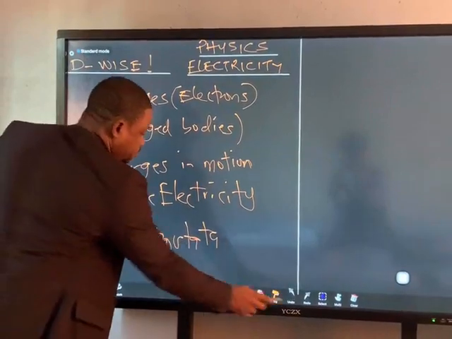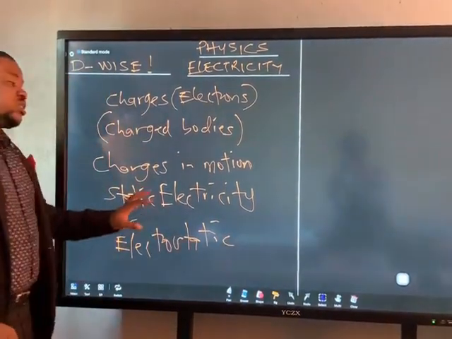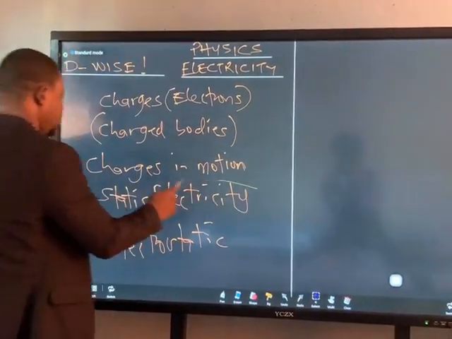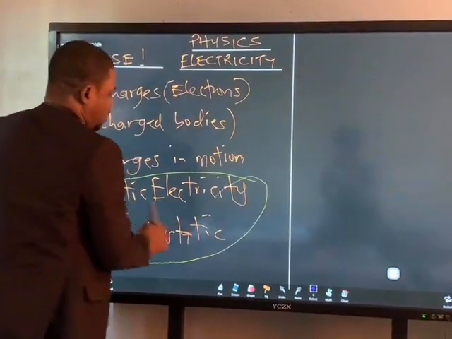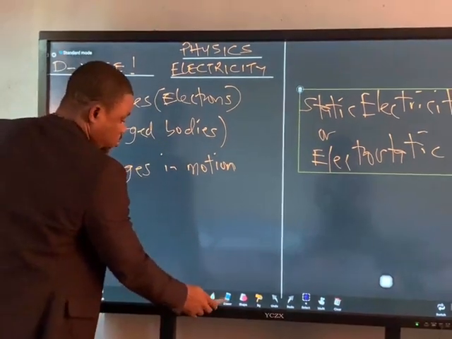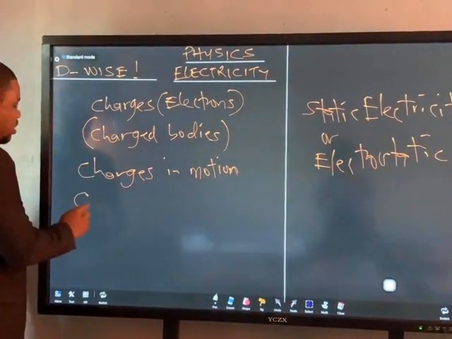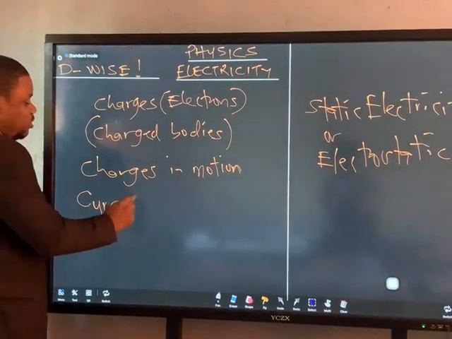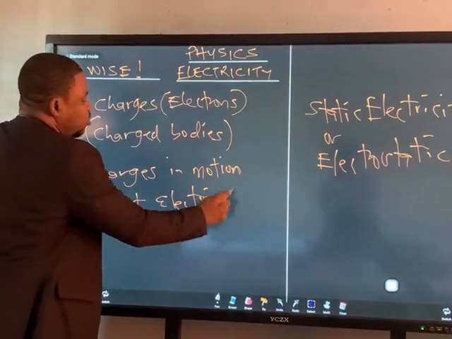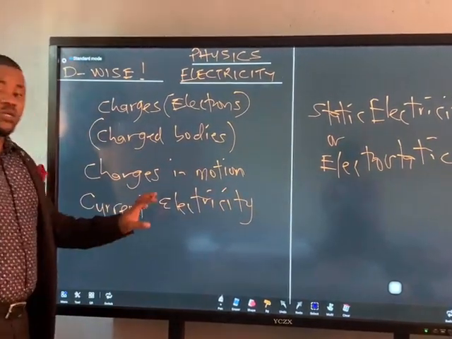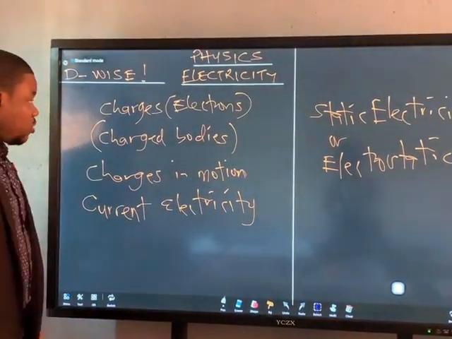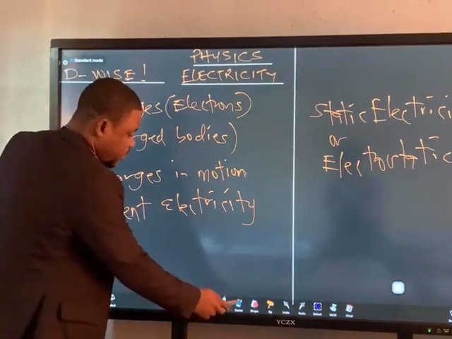Electrostatic. Either static electricity or what now? Electrostatic. However, if we're talking about charges in motion, then we're talking about current electricity. And that's what I want to talk about today. Current what now? Electricity. Current electricity. I'm talking about current electricity today. I'll just explain some basic concepts and then we'll move on. Alright?